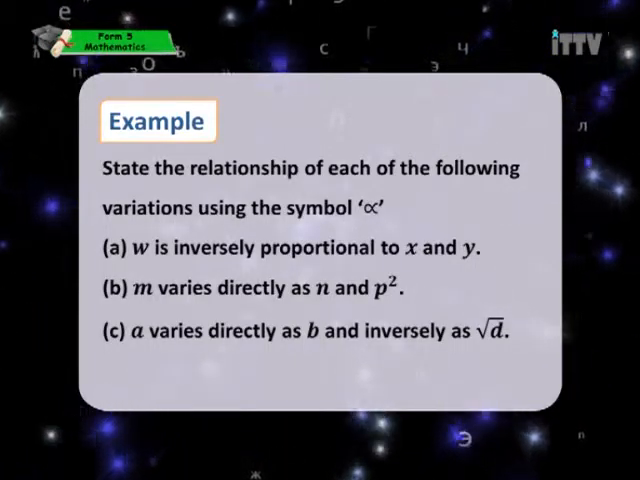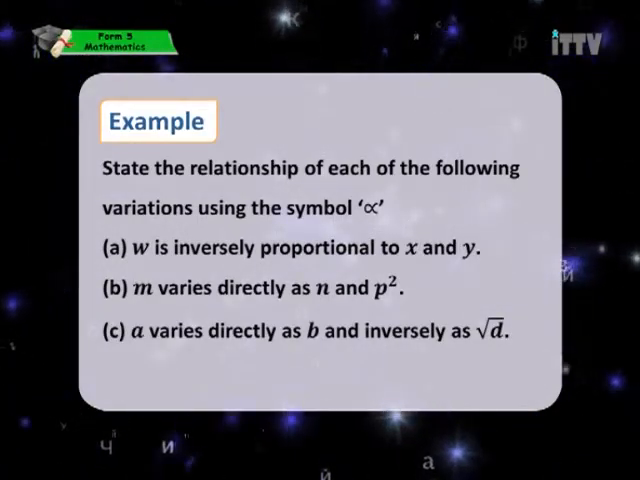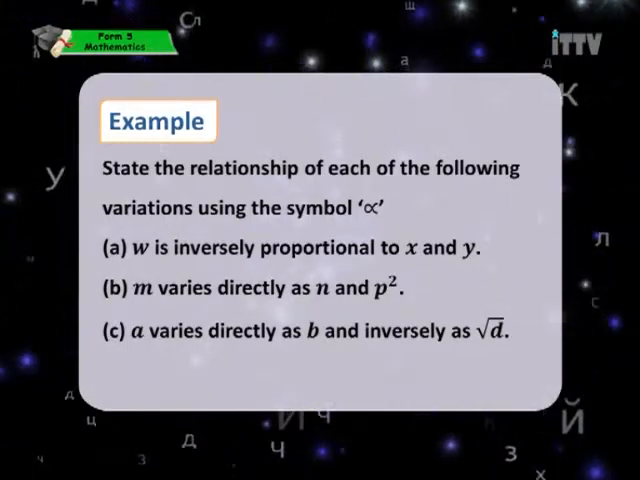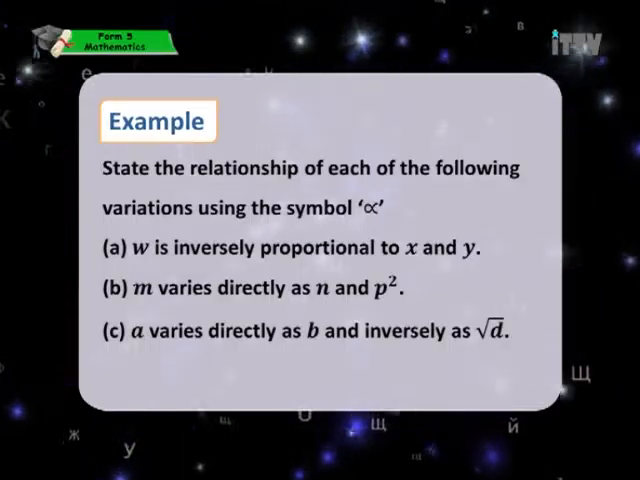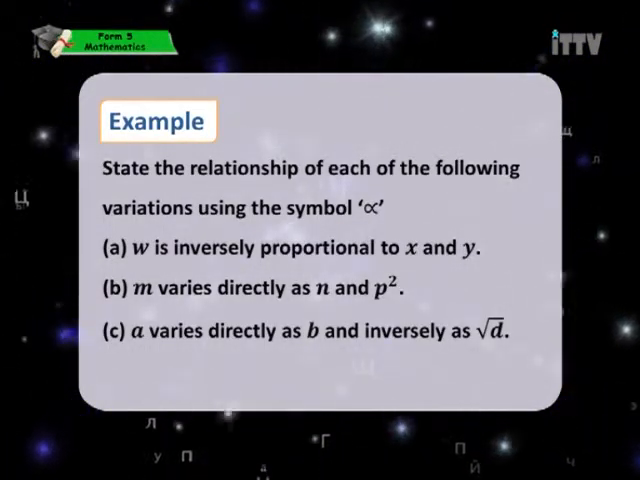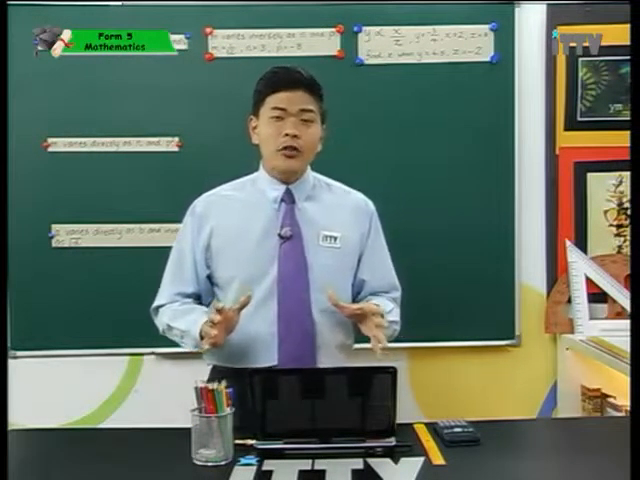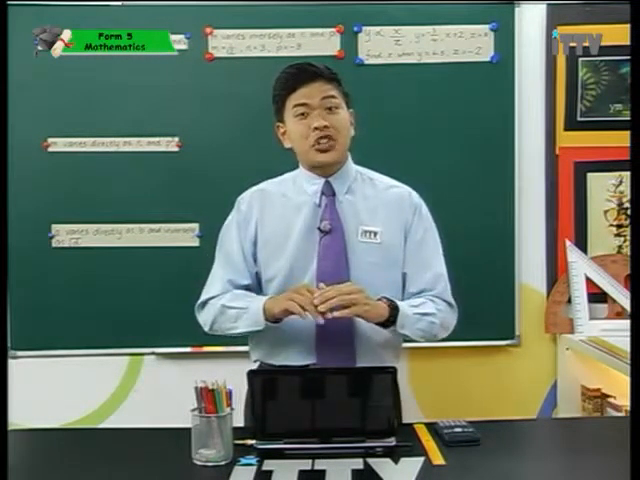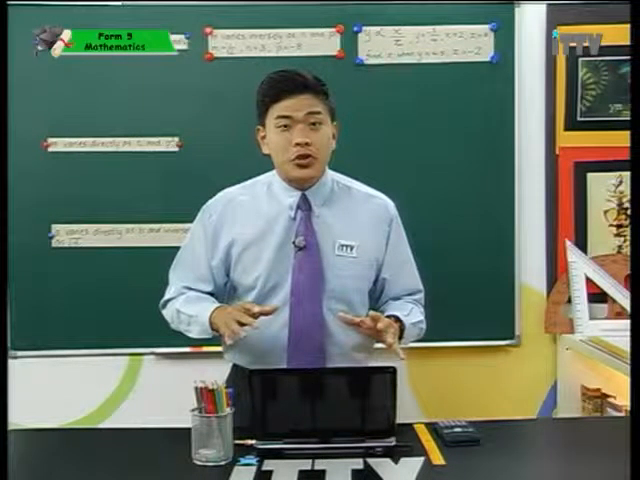State the relationship of each of the following variations using the variation symbol. A, W is inversely proportional to X and Y. B, M varies directly as N and P squared. C, A varies directly as B and inversely as the square root of D. Now let me show you and guide you on how to write a joint variation given in descriptive words or text, using the variation symbol. Come, let's do it on the board.